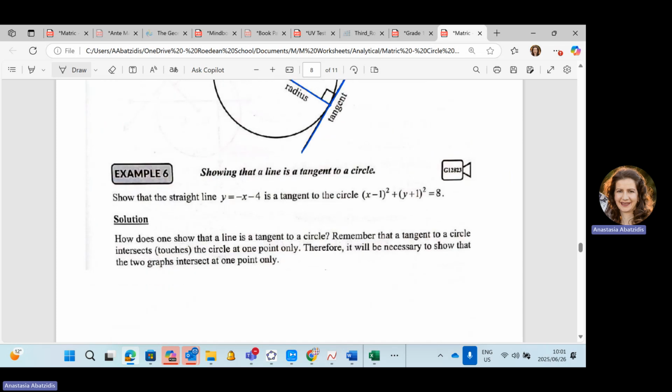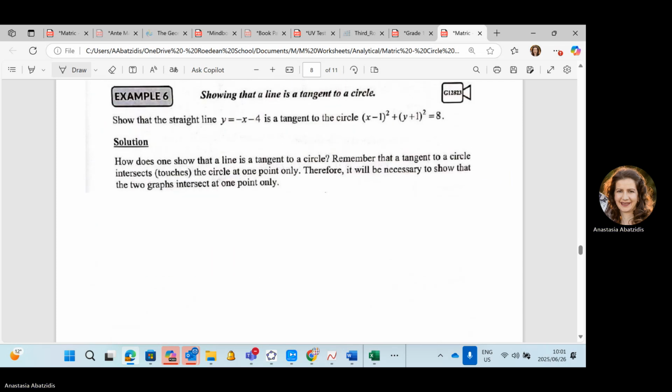Okay, so let's look at example 6. First, we're going to show that a line is a tangent to the circle. So show that the straight line y equals -x minus 4 is a tangent to that circle. The first thing we need is to find, again, the center of the circle. So that's the most important. So what's the center of the circle, Vivek? Center of the circle is 1 and -1.